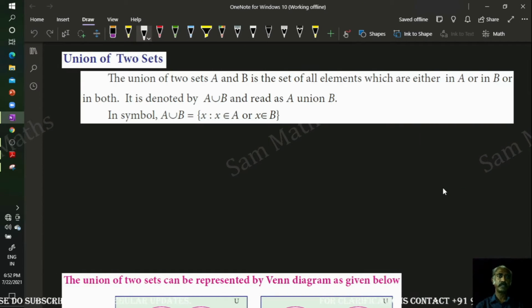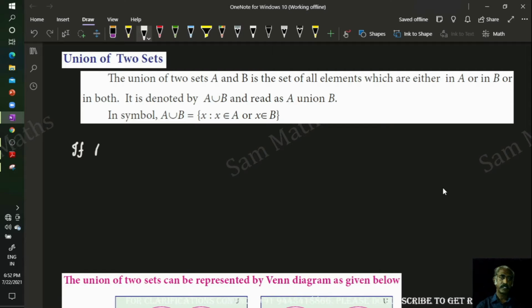Next is union of two sets. The union of two sets A and B is the set of all elements which are either in A or in B or in both. It's denoted by A union B and read as A union B. In symbols, A union B is equal to {x such that x belongs to A or x belongs to B}. Here I would like to give you an example.